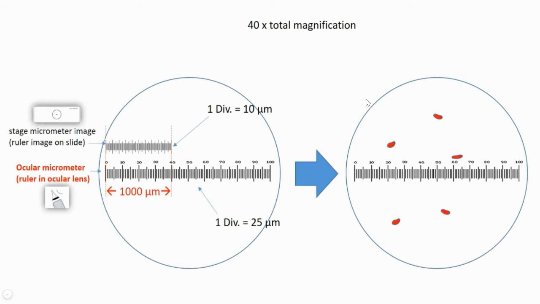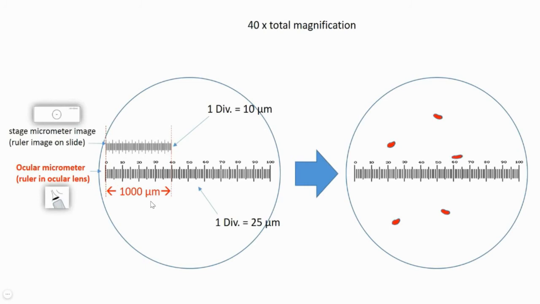Maybe your specimen slide is a smear of human red blood cells. So they will appear like this. You can see all the cells scattered on the slide, but you are still seeing the eyepiece graticule. Why? Because this is in your eyepiece lens. You didn't take that out. Your ocular micrometer is still there.